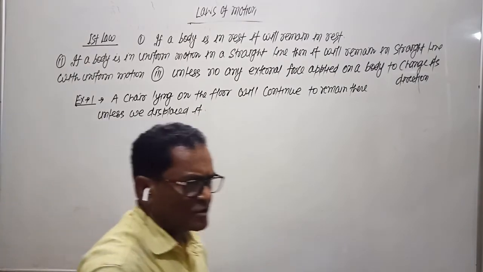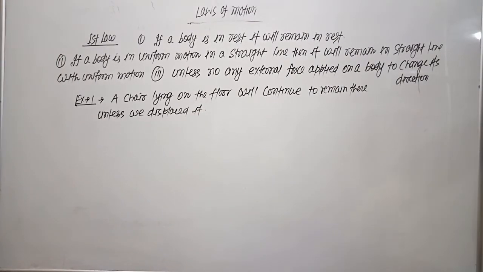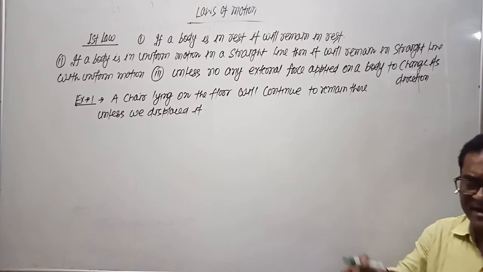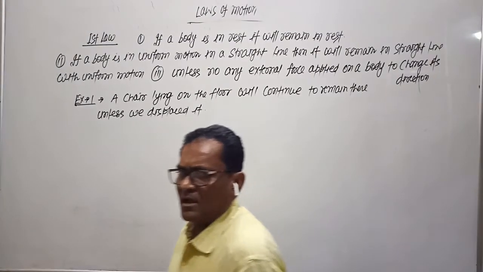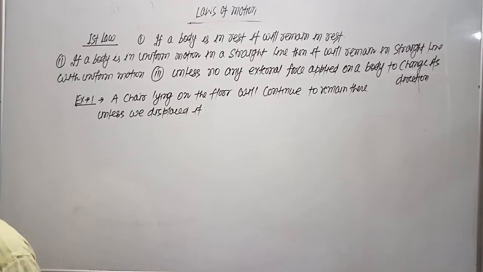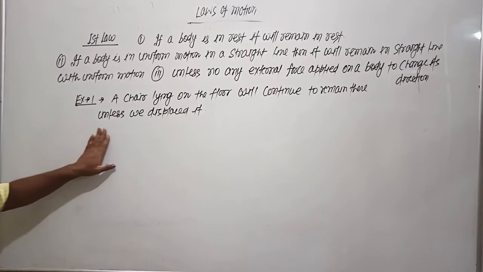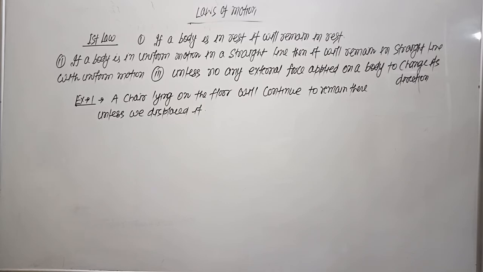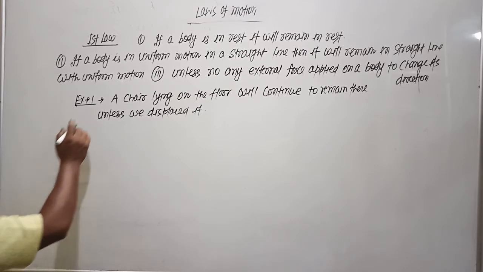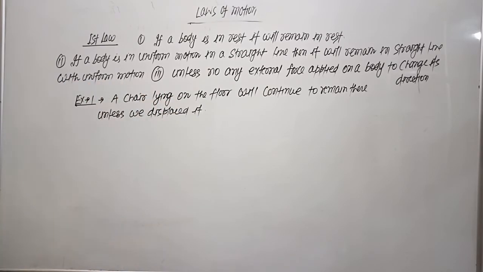If a chair is lying on the floor, it means the chair is at rest, so it will remain at rest continuously up to long term unless we displace it. And the second part says that a body in motion will remain in motion. If a body is in uniform motion in a straight line, then it will remain in a straight line in uniform motion.